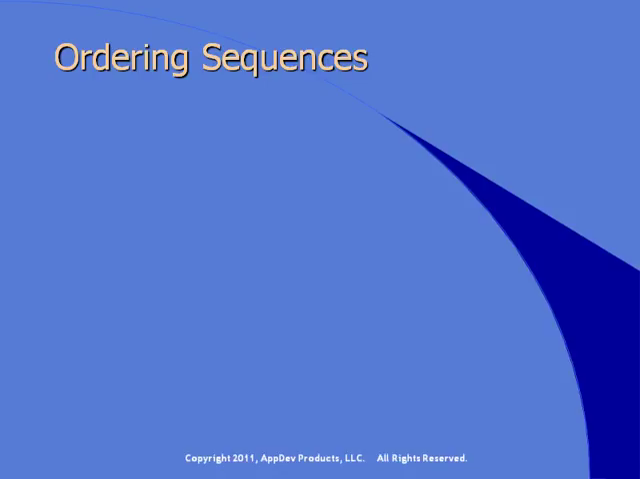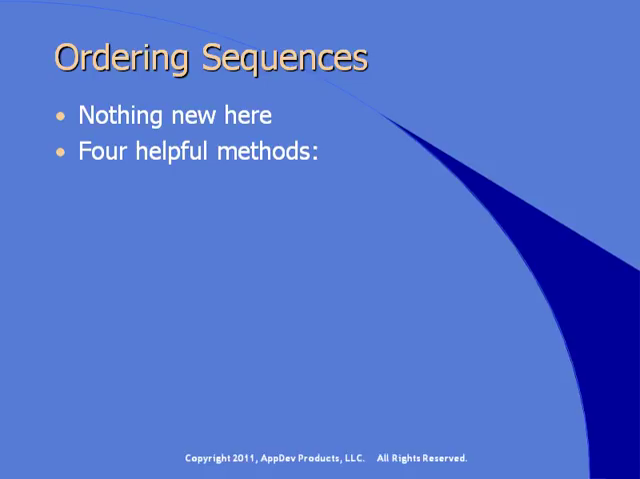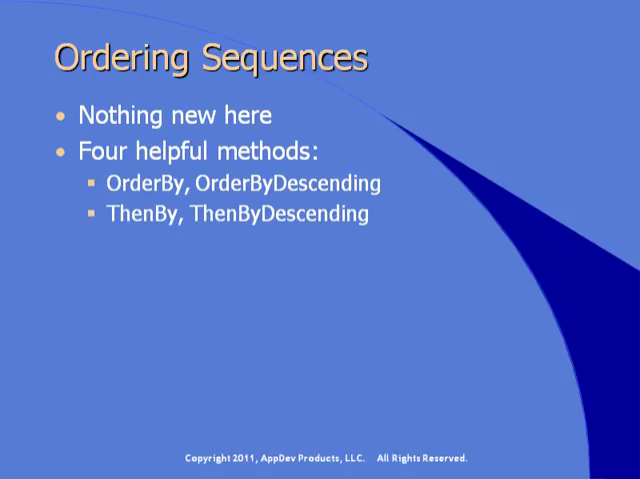In terms of ordering sequences, there's really nothing new here that you haven't seen already. There are four helpful methods you can use for ordering sequences, including order by and order by descending. Those order the data in ascending order and descending order. If you want a secondary or third level sort, you can use the then by or then by descending methods. And in each case, you supply an expression, a lambda expression, that indicates how to perform the sorting. But you've seen examples of those already.